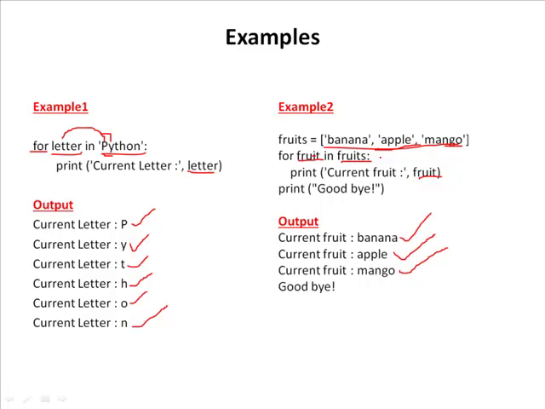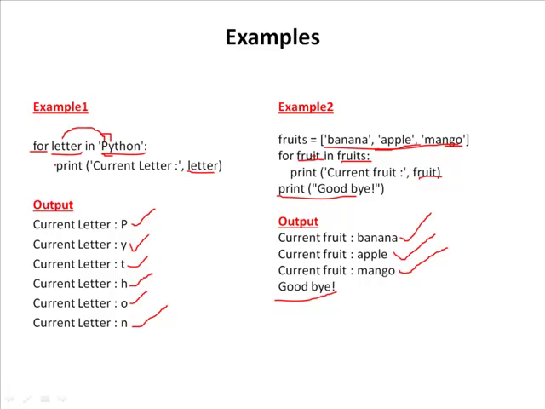Then in the fourth iteration there are no more elements to fetch. So the control will exit from this for loop and then continue with the statement just below the for loop, that is goodbye. So it will display goodbye at last. This is about the second example. So here when we are writing a for loop, compulsorily this for loop should end with a colon operator.